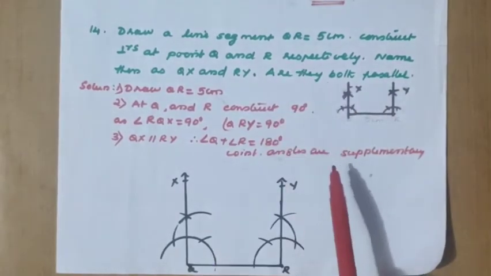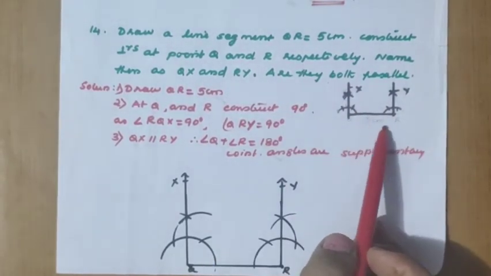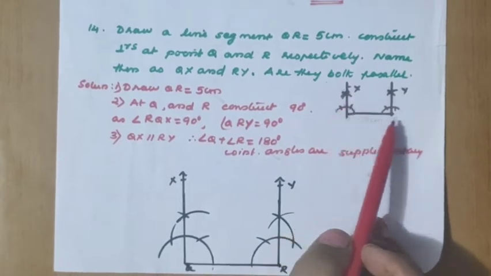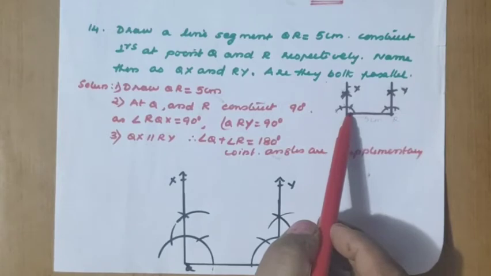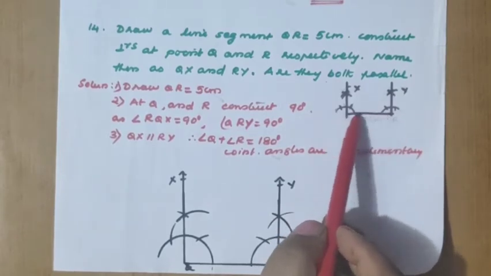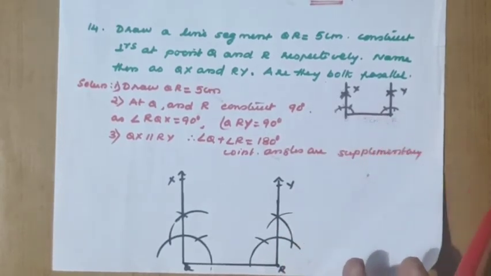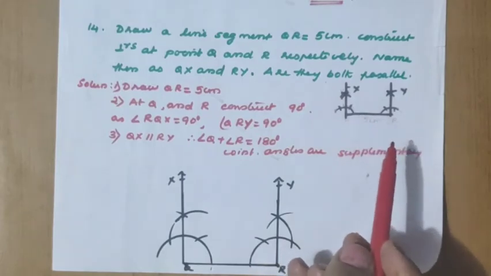So in line segment we have to draw a rough diagram, 5 cm, and at Q and R 90 degree. Now what is the question? Whether they are parallel. So if it is 90 degree here, what is the sum of the co-interior angles? It is equal to 180 degree. So the lines are parallel.